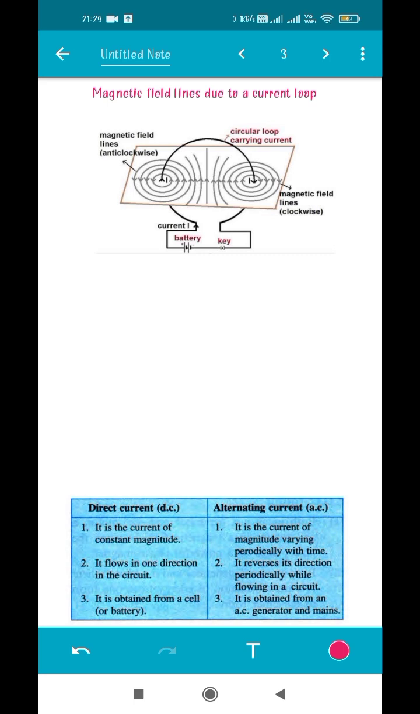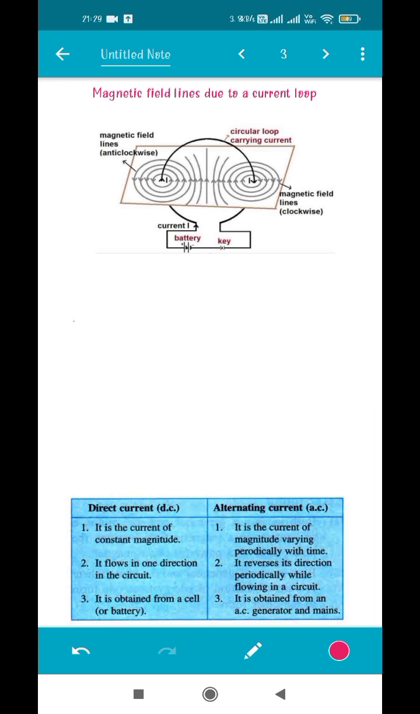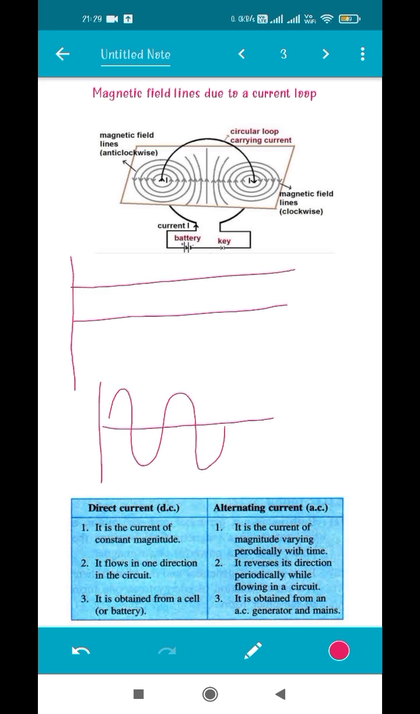So direct current, as the name suggests, will flow only in one direction, like a straight line. But in the case of alternating current, it will reverse its direction periodically while flowing in a circuit. That means a direct current can be drawn in this manner, straight. But alternating current will be like this, like a wave. It will change its direction. Once it is in the upward direction, once it is in the downward direction.